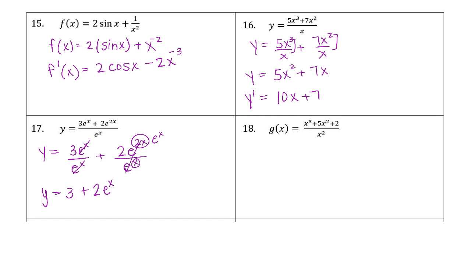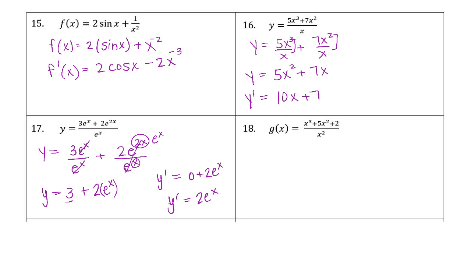Now we're ready for the derivative. Derivative of 3 is going to be 0 plus, and then remember that's separate, 2 times e to the x. And the derivative of that is going to be just 2e to the x. So y prime is just 2e to the x.